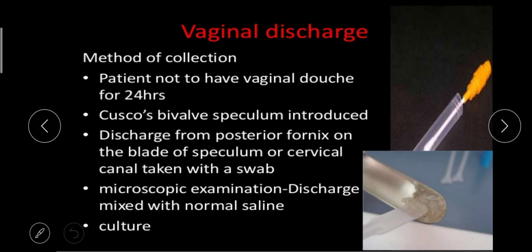Next one is vaginal discharge. Method of collection: the patient should not have a vaginal douche for 24 hours, and a Cusco's valve speculum is introduced. Discharge from the posterior fornix on the blade of the speculum or from the cervical canal is taken with a swab, and for microscopic examination the discharge is mixed with normal saline. It can be sent for culture and sensitivity test also. You can see the picture here showing how they collect the vaginal discharge for the test.